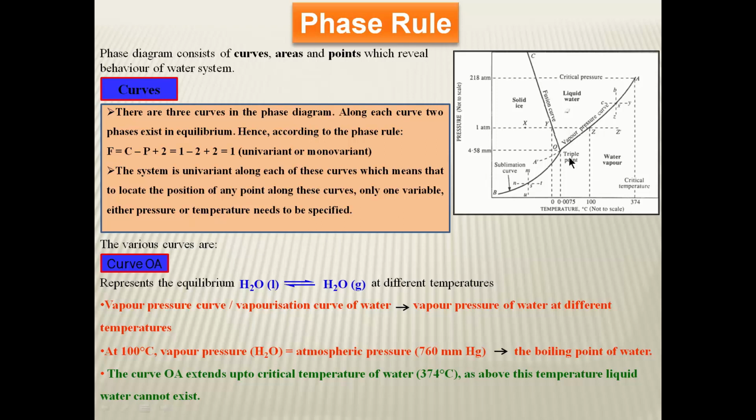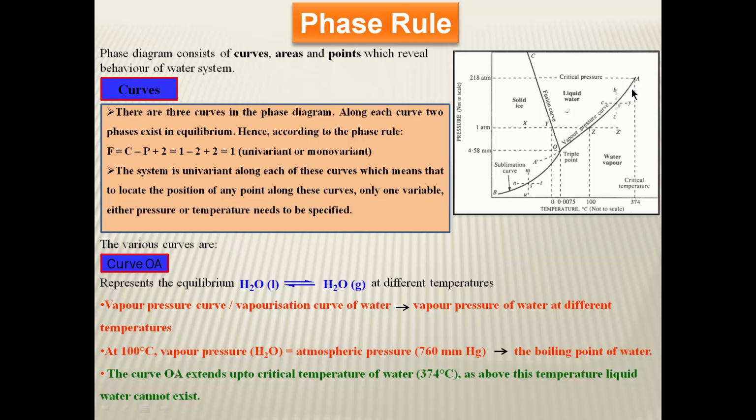So this curve OA extends up to 374 degrees centigrade. As you can see, here is the point A. This is the 374 degrees centigrade temperature. This is known as the critical temperature of water. What is this critical temperature of water? Beyond this, liquid water cannot exist. Now, another very important point regarding these curves, what information do you actually get about the shift of the equilibrium?